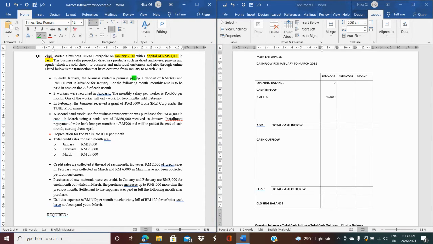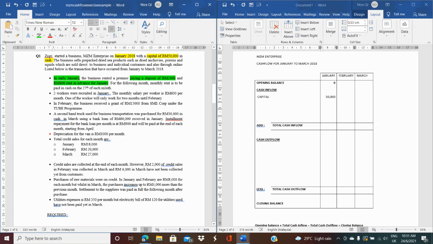So I'm going to use the green highlighter. What is it for? Paying a deposit of 2,400 and RM 800 rent in advance for January. Paying a deposit of 2,400, when? In early January. This is an outflow because a payment is being made. The payment is for a deposit and also rent in advance for January.